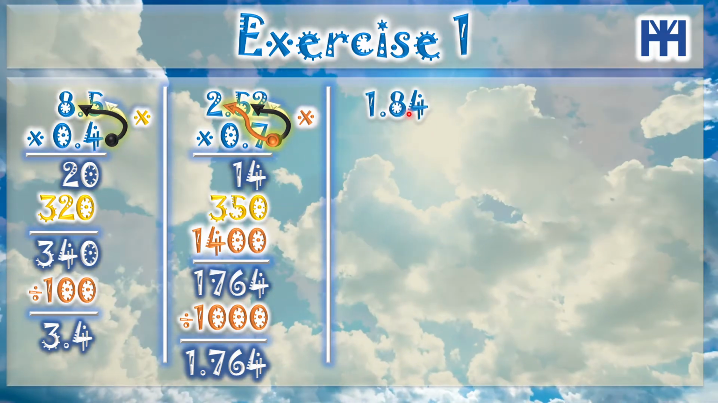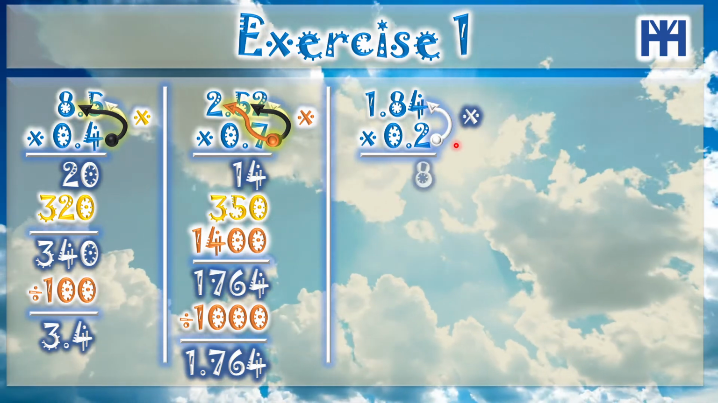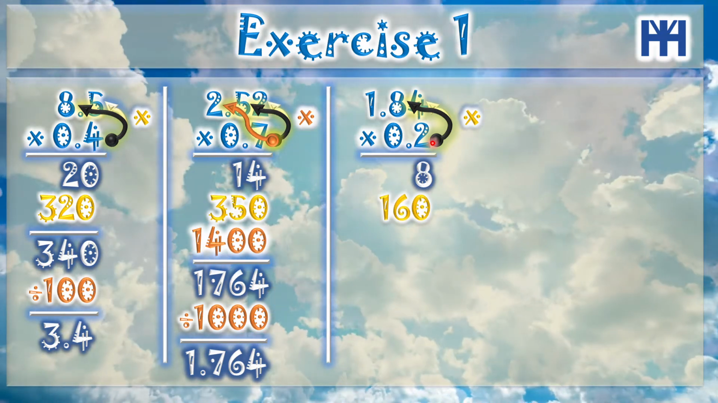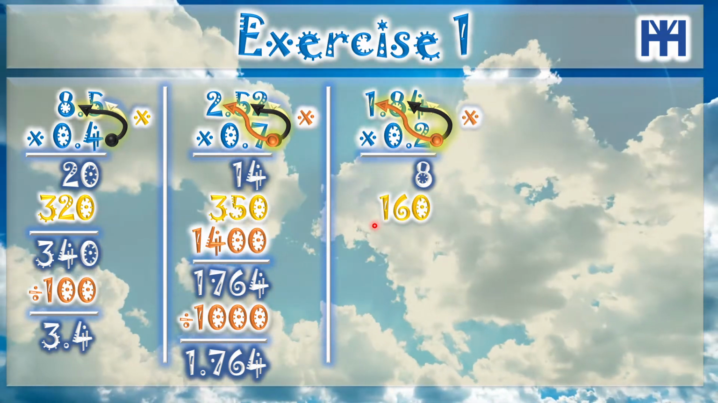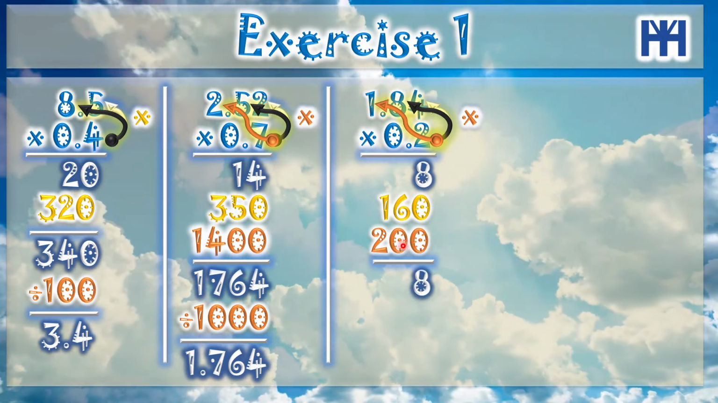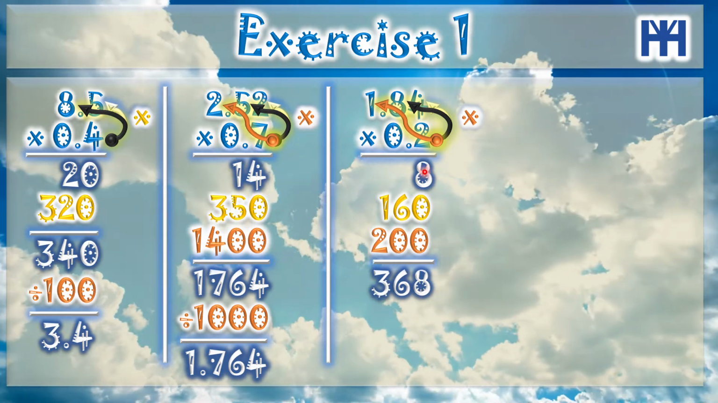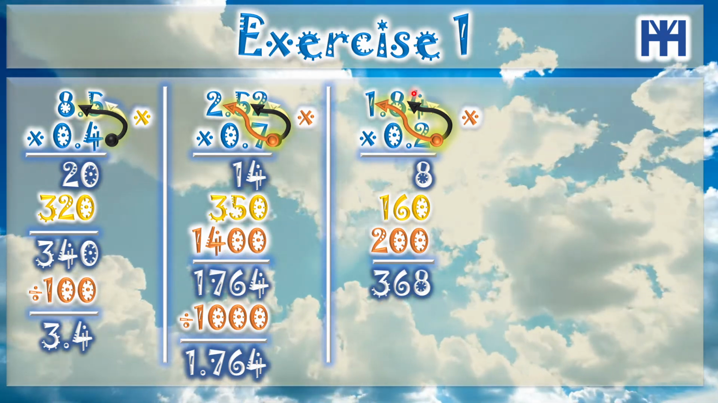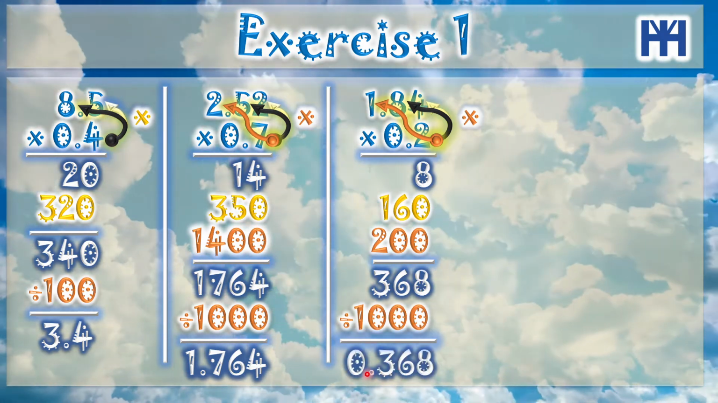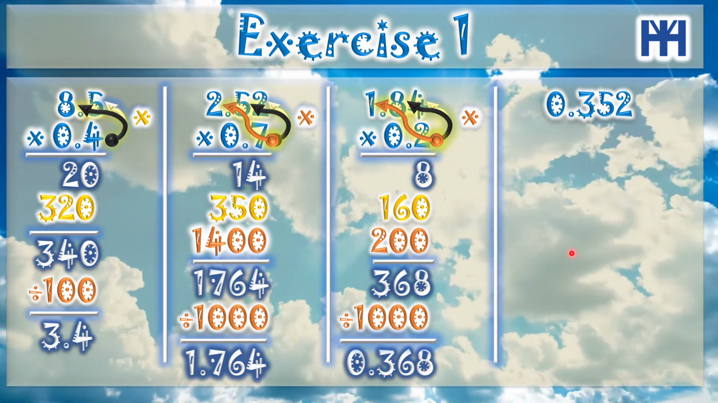Okay, now we have 1.84 multiplied by 0.2. Okay, 2 times 4, 8, then 2 times 80, 160, then 2 times 100, it's 200. 8, 0 and 0, 8, 6 and 0, 6, 1 and 2, 3. So it's 368. Then we will count the numbers after the decimal, 1, 2, and 3. So we'll divide by 1000. So it will be 0.368.